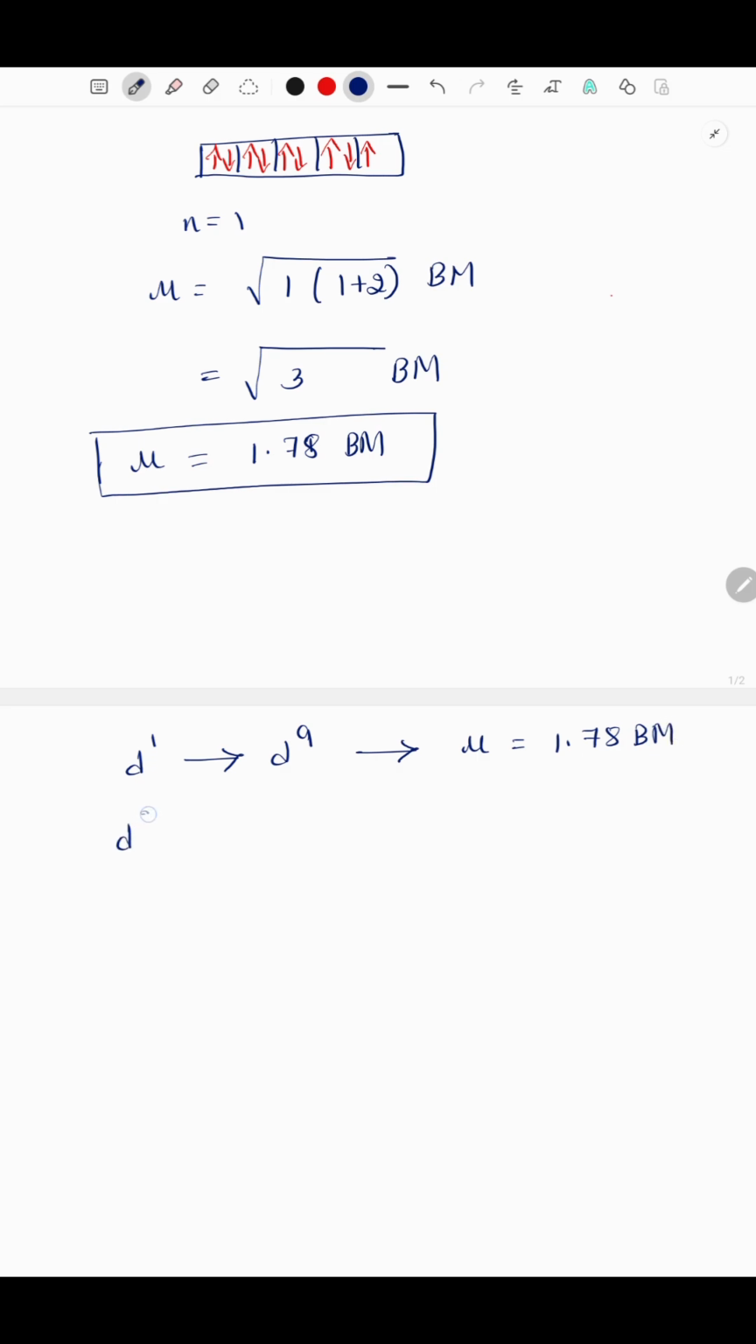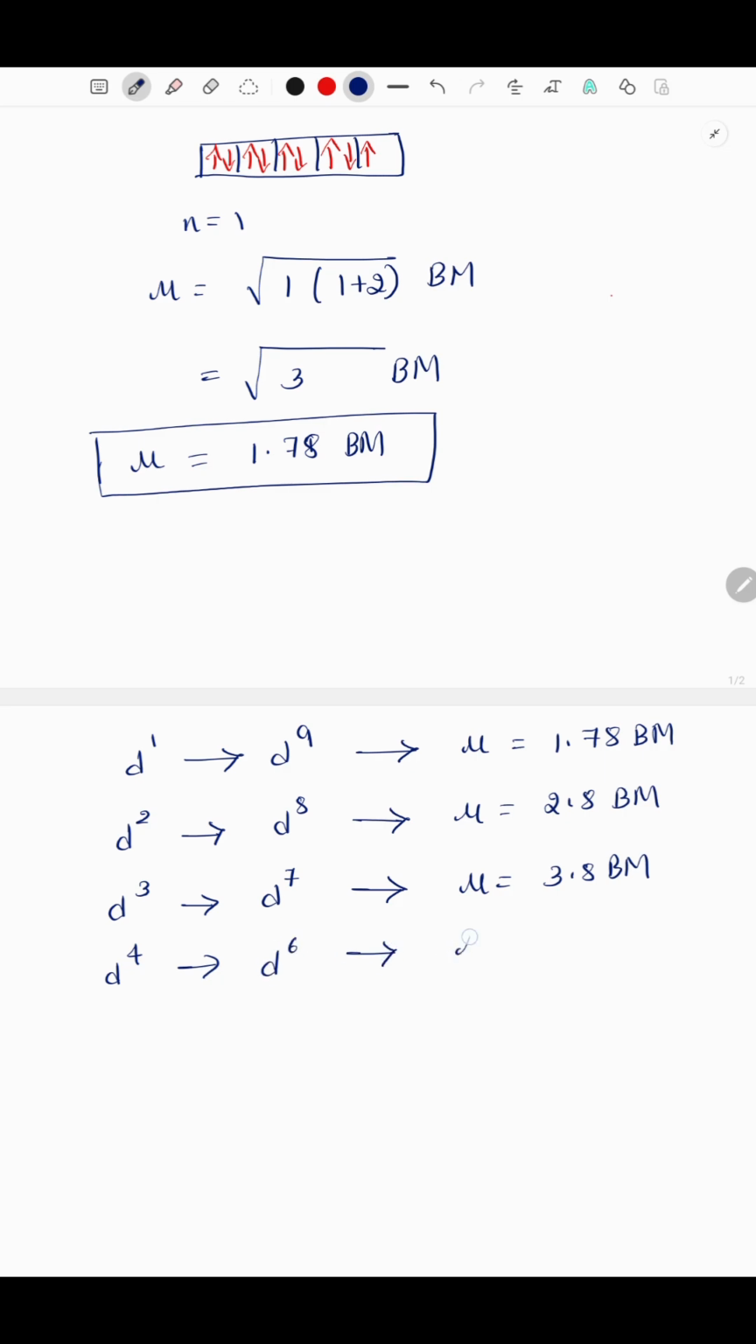If the configuration is D2 or D8, see, whenever it is D8, the number of unpaired electrons will be 2. Mu value will be 2.8 Bohr magneton. If the configuration is D3 or D7, then the value of magnetic moment is 3.8 Bohr magneton. D4 and D6 will have the value of magnetic moment 4.8 Bohr magneton. D5 will have magnetic moment equals 5.9 Bohr magneton.